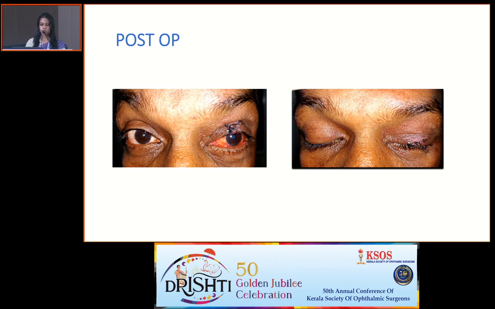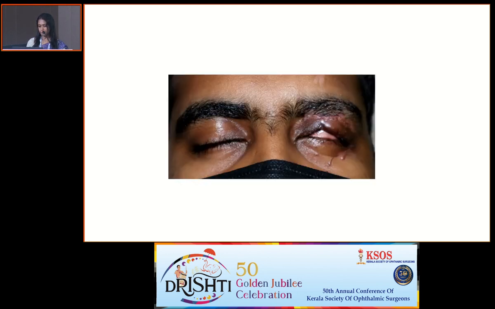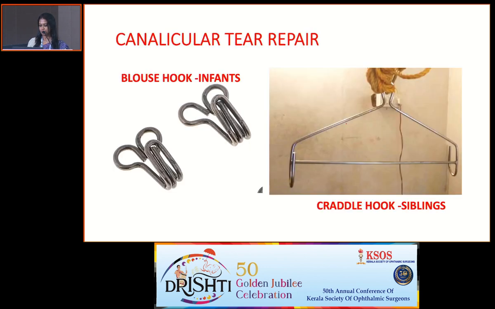So this is how the patient looked in the post-op period. He is doing fine. Now if it is not well dealt, it can result in complications. Here you can see the lid margin notching. And also this is a very bad cicatrix which is causing the cicatricial ectropion. And it can even result in lagophthalmos.